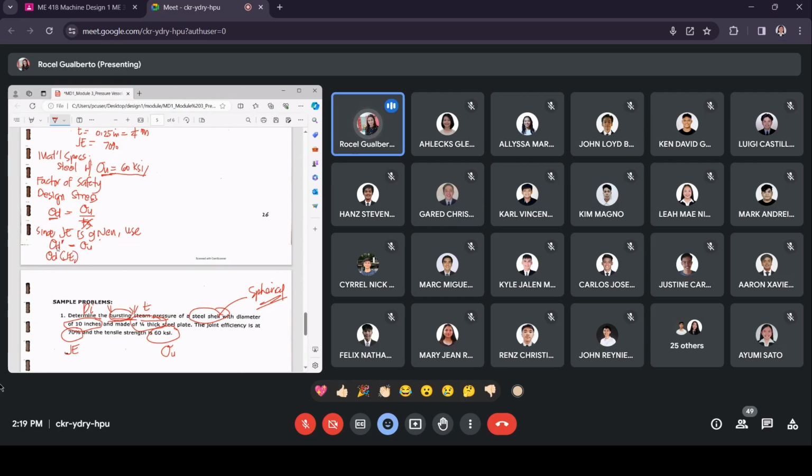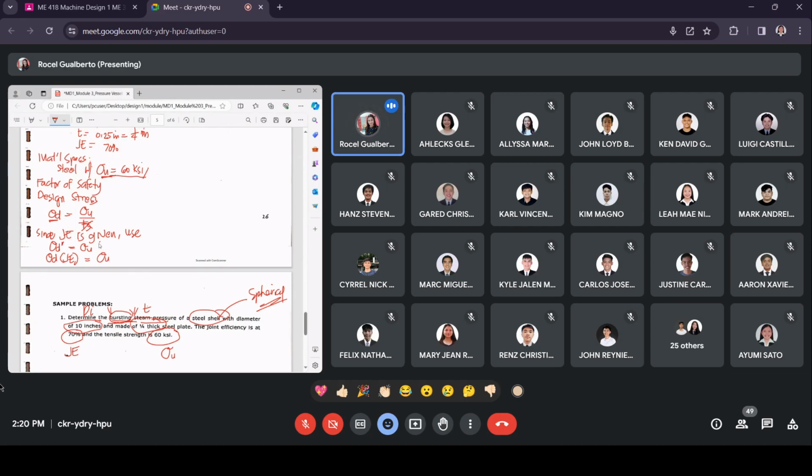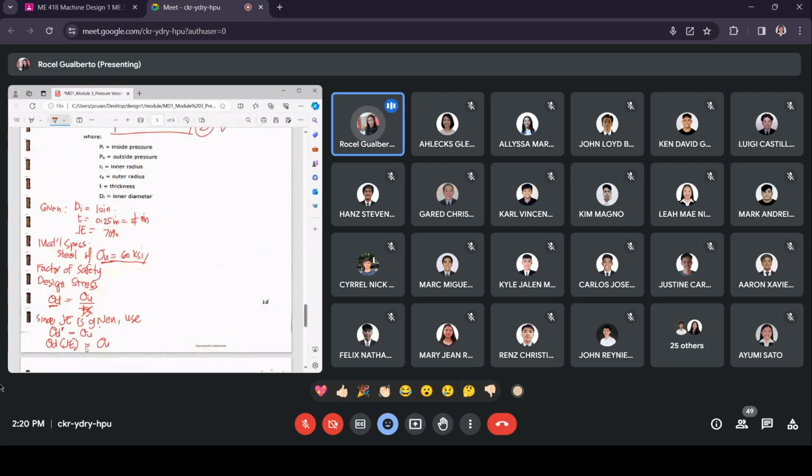This is your lower design stress. So sigma D multiplied by JE is equal to your sigma U. Given this, your value of sigma D would be equal to sigma U divided by your JE. And then what is the next thing we will do?